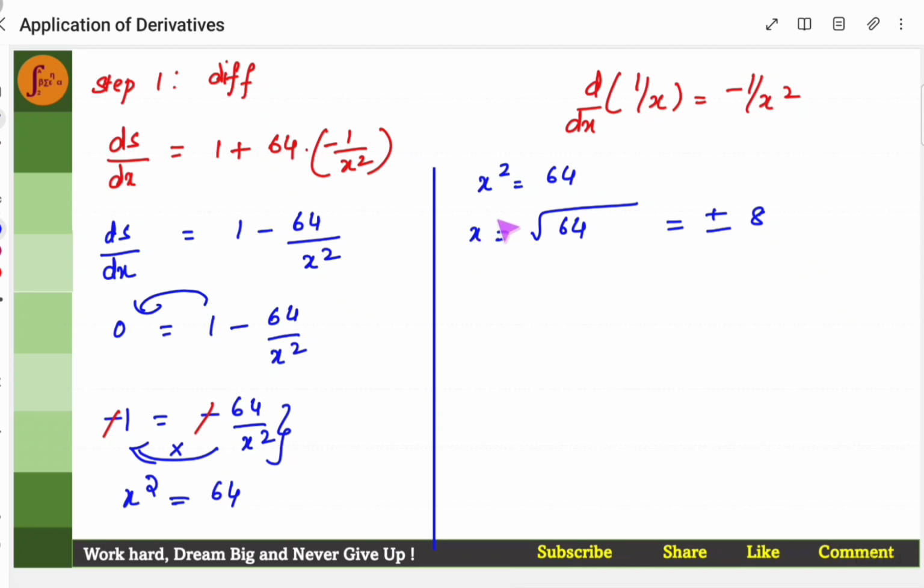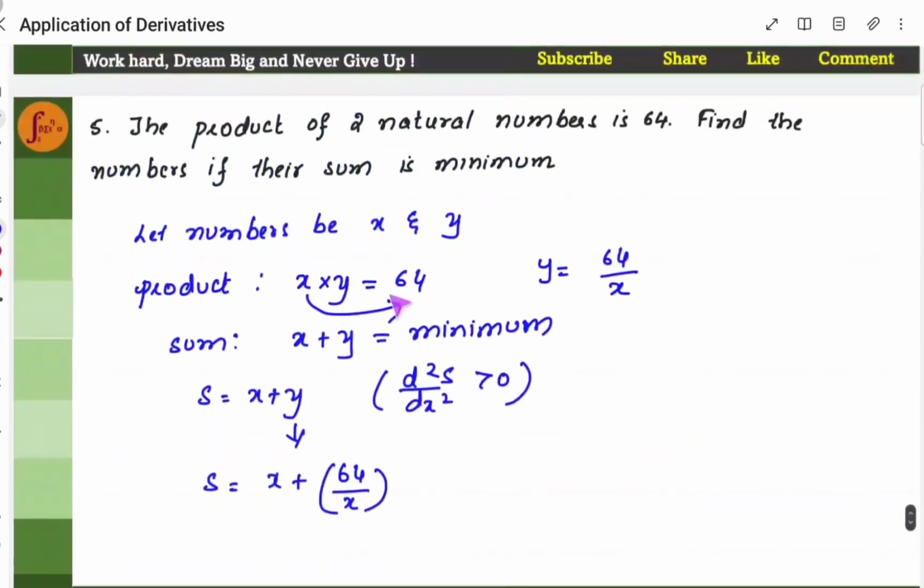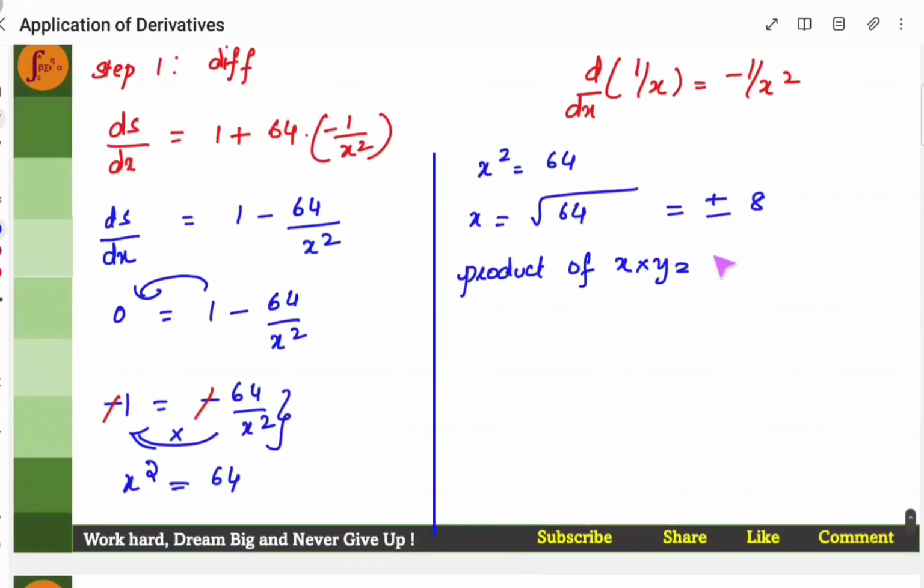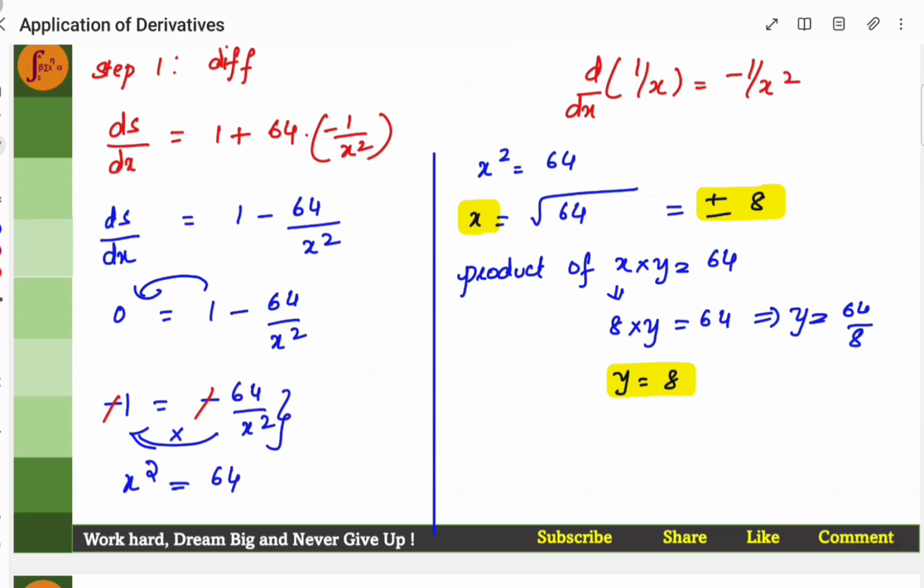Now I've got one number. X is one of the numbers. They've told product. What is product? Product of x and y, that is x into y. Product of x into y is 64. If x into y is 64, I know the value of x. X is 8. 8 into y is 64, which means y is equal to 64 by 8, which means y is equal to 8. So y is also equal to 8, and x is also 8. So we've got both the numbers.